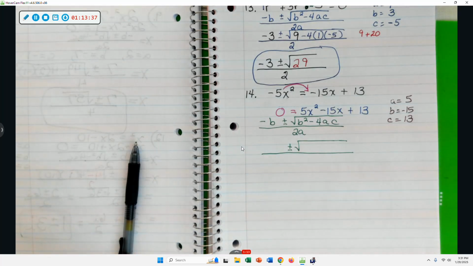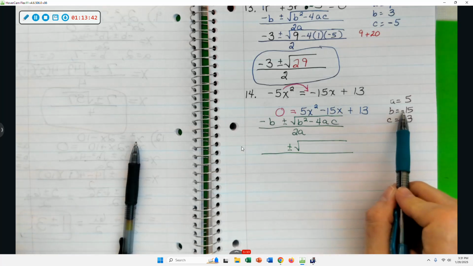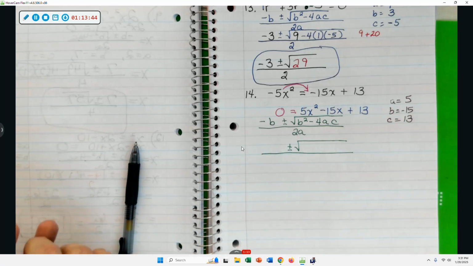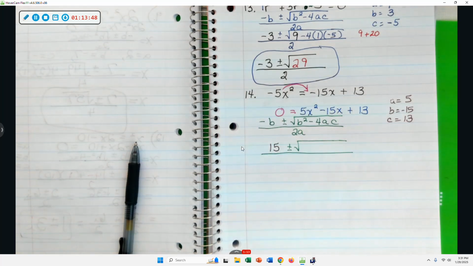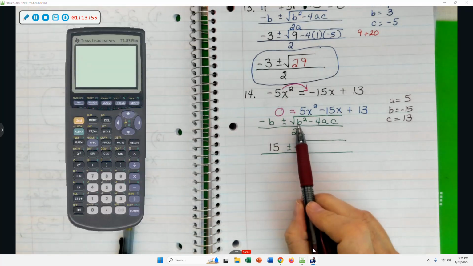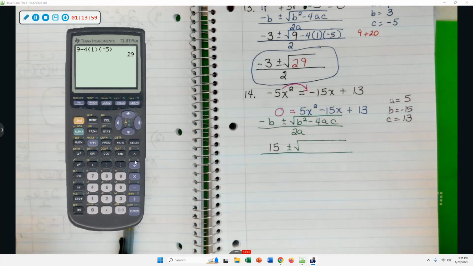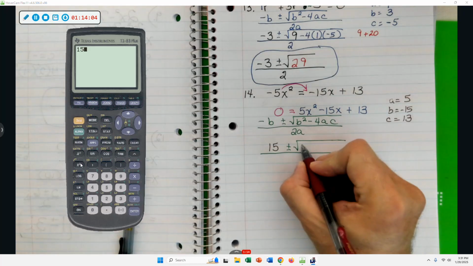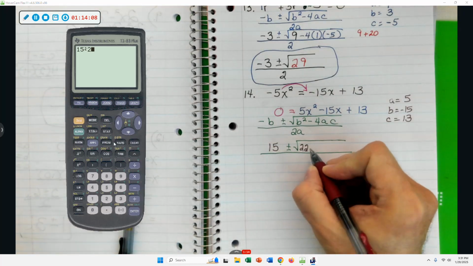Okay, so negative B. B is a negative 15, so negative 15 is just 15. Minus B means change the sign on B. Plus minus the square root of B squared. Well, punch that into your calculator if you can't do it in your head. 15 times 15 is, oh, no, 225. I mean 225.